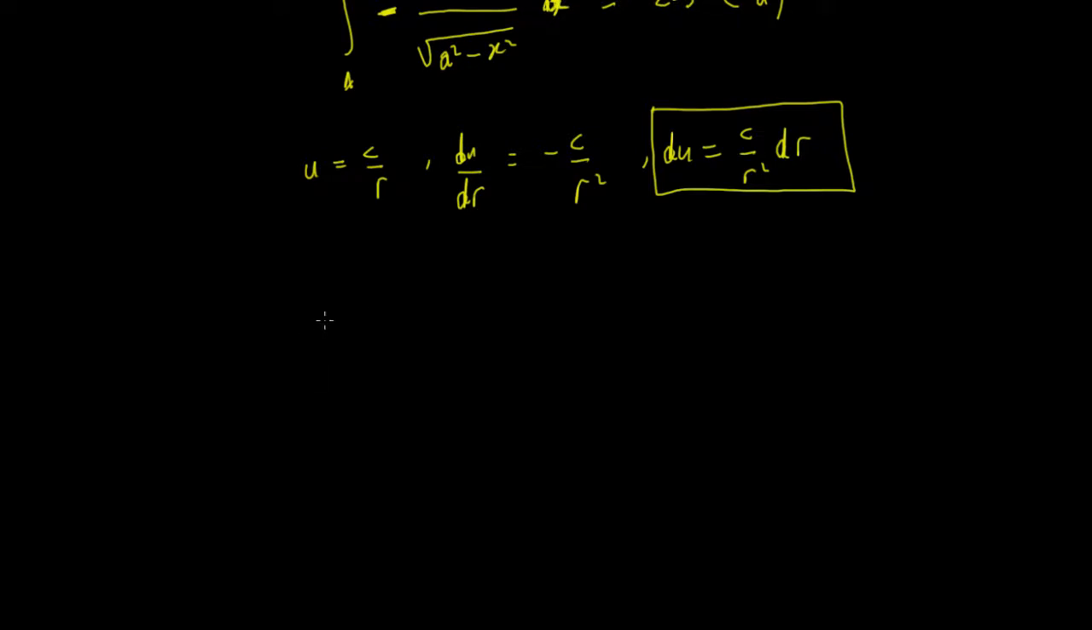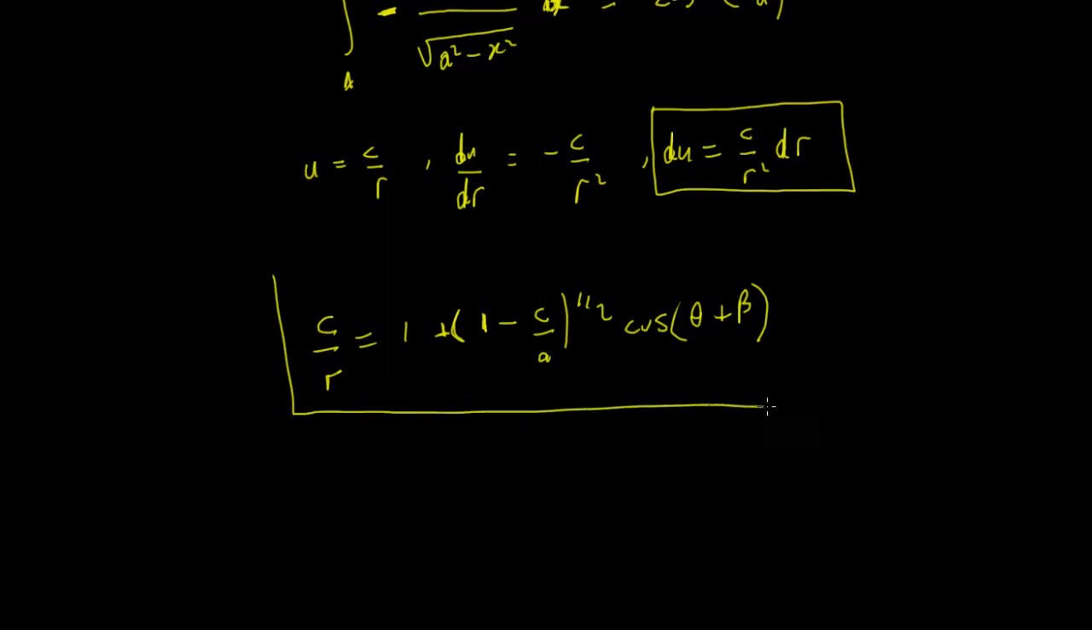Okay, so whenever you do that, you knock it into that standard form and you do the integral, you're going to end up with our c upon r equals 1 plus 1 minus c upon a all to the power of a half times our cos of theta plus beta. Okay, so that there is the final equation that we've been looking to derive since the start.